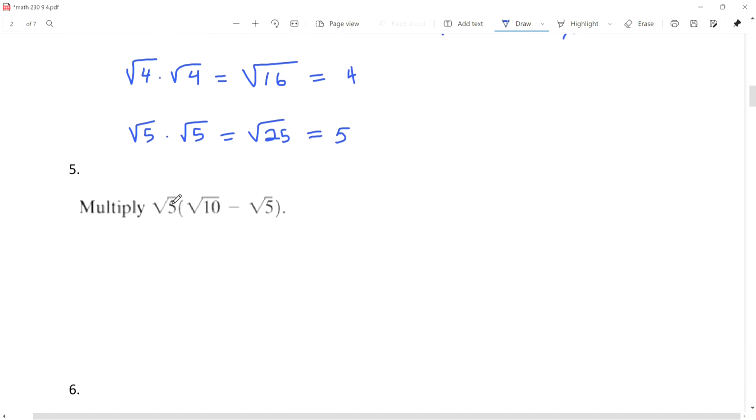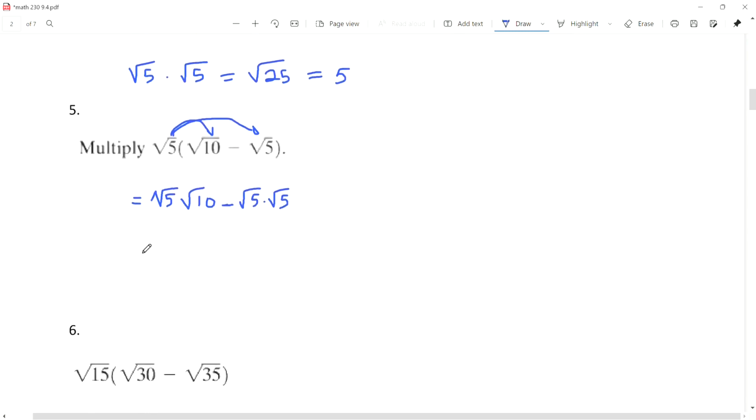So let's look at example 5. We'll distribute the square root of 5 times 10. So this is the square root of 5 times the square root of 10. And then we'll distribute the square root of 5 times the square root of 5. So this is negative square root 5 times square root of 5. Now, what's the square root of 5 times the square root of 10? That's the square root of 5 times 10. And we just realized that the square root of 5 times the square root of 5 is 5. The roots just disappear if it's the same index.